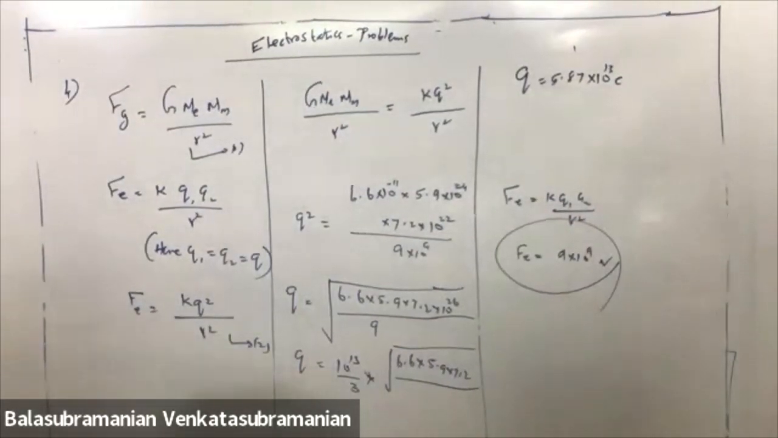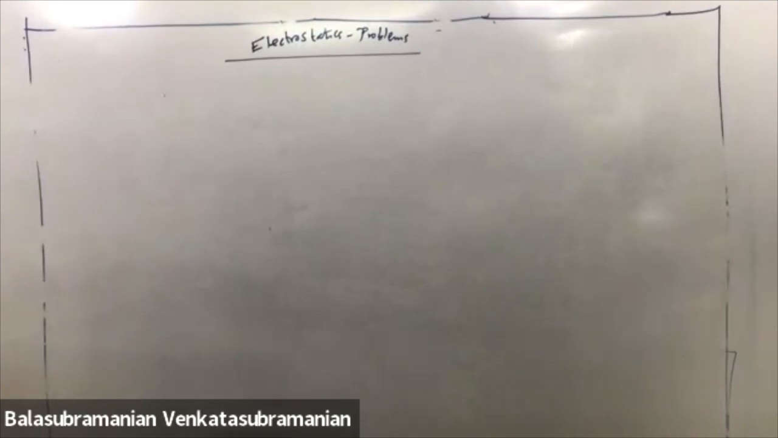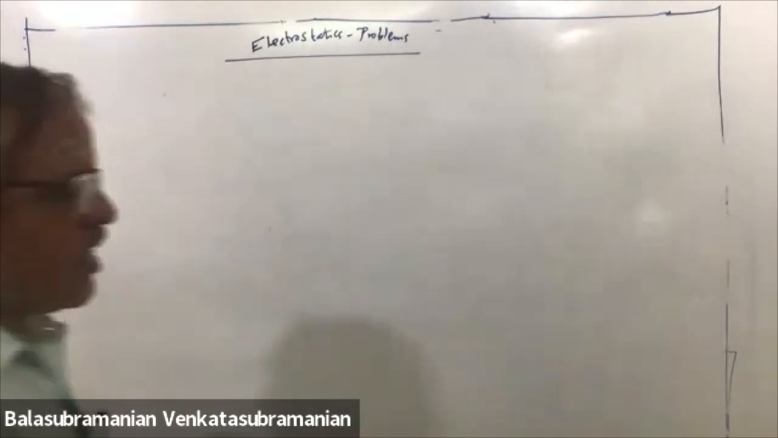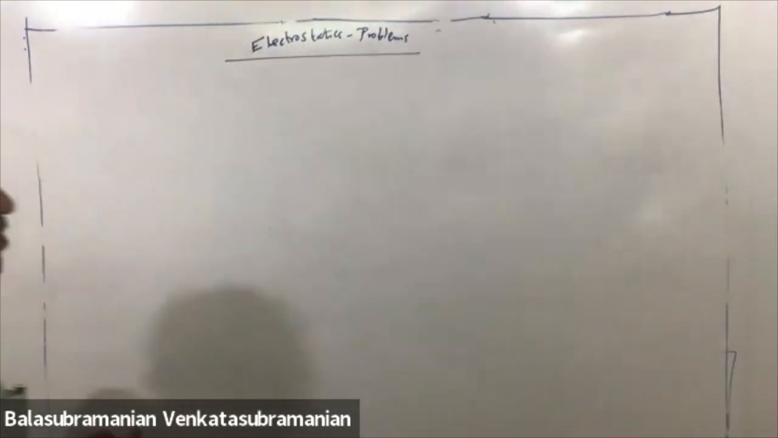Okay, next problem. Calculate the electrostatic force and gravitational force between proton and electron. All the data are given. Electrostatic force and gravitational force you have to calculate. Magnitude of charge and mass of both electron and proton given. What's the problem?